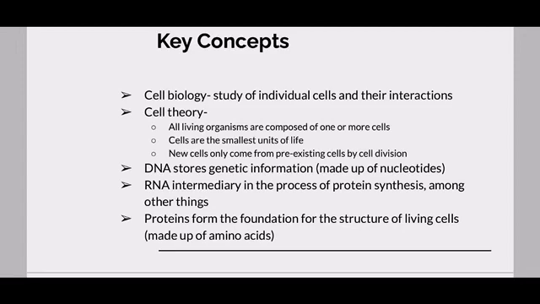Cell theory are basically the rules that are in place for cells to be cells. All living organisms are composed of one or more cells. Cells are the smallest unit of life, and new cells only come from pre-existing cells by cell division. Those are pretty self-explanatory. Then we have DNA, which we've all heard of before. It stores genetic information and is made up of nucleotides.